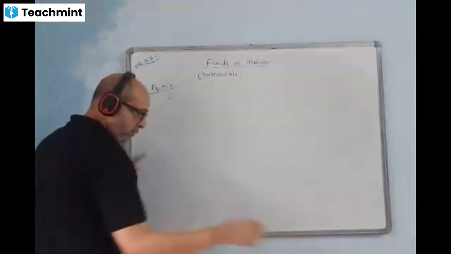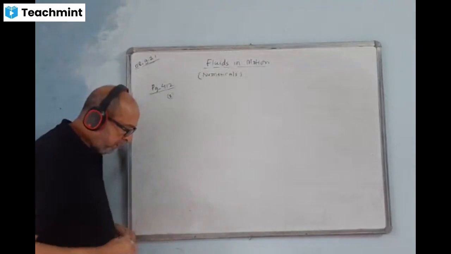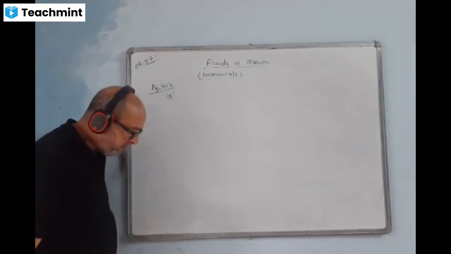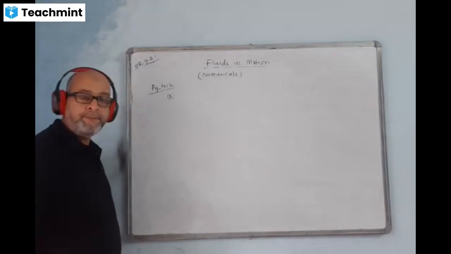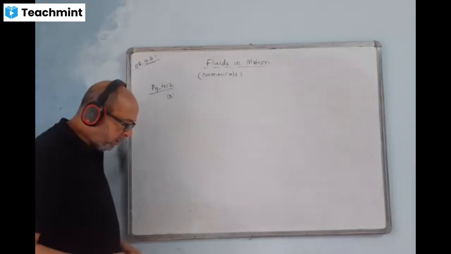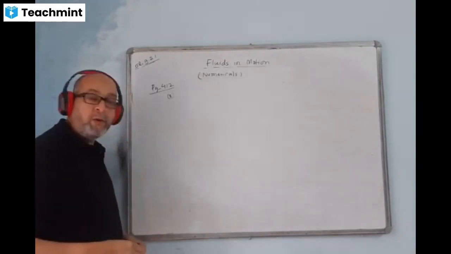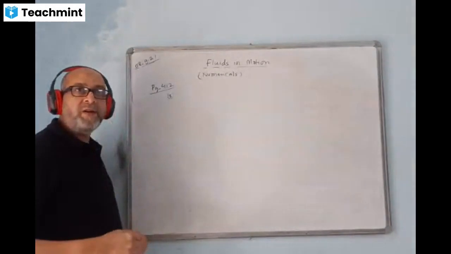Question number 2. What is the speed at which water flows from a small hole 3 meters below the water level in a full tank which is 5 meters high? What is the speed at which the water will flow from a small hole? Water coming out through a small hole is called efflux velocity.